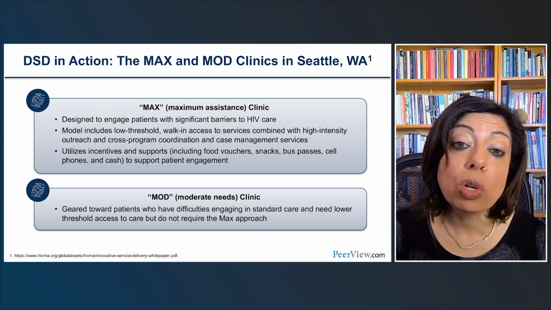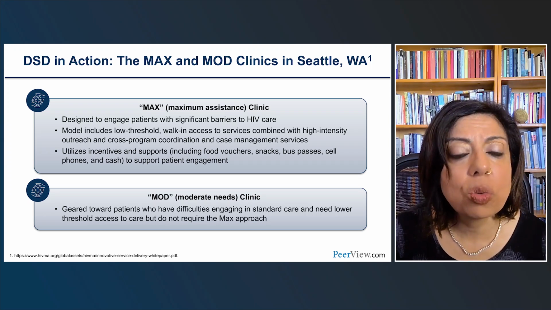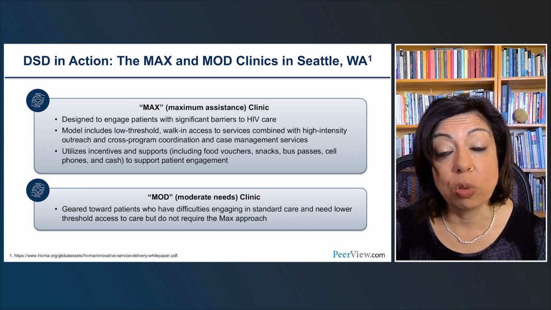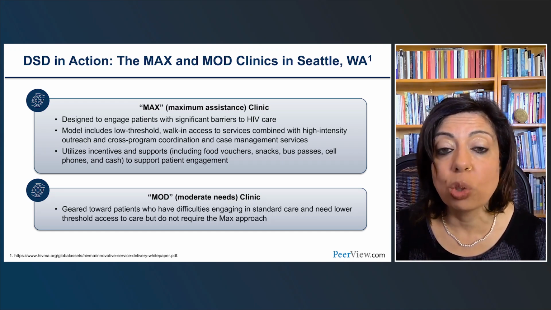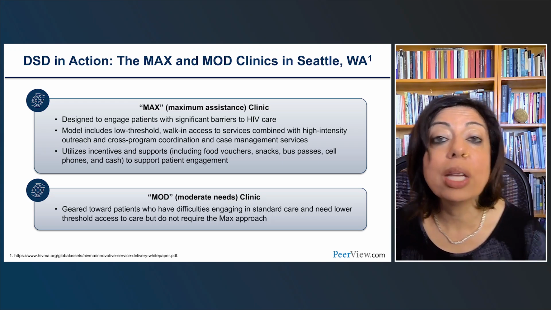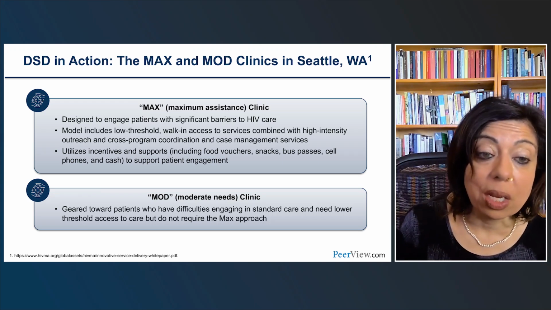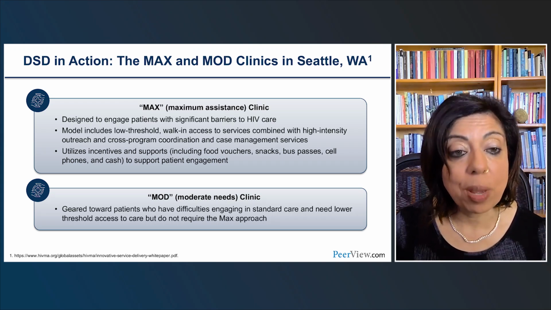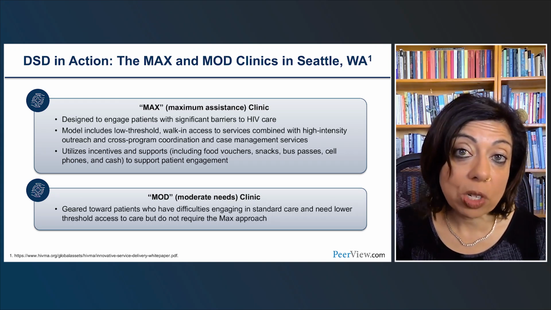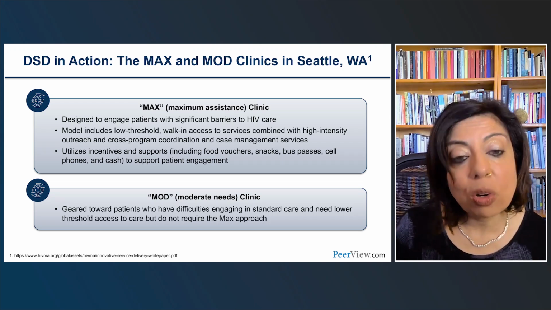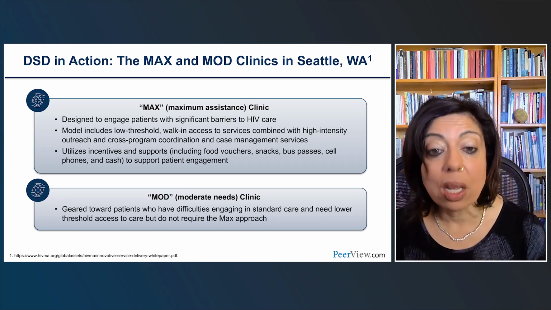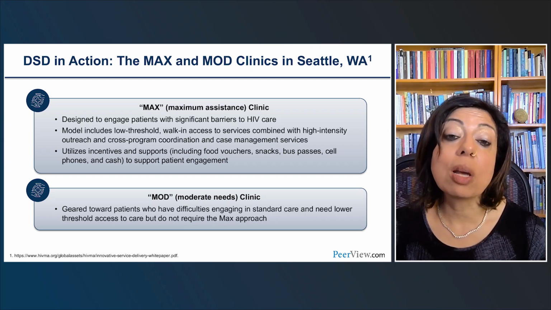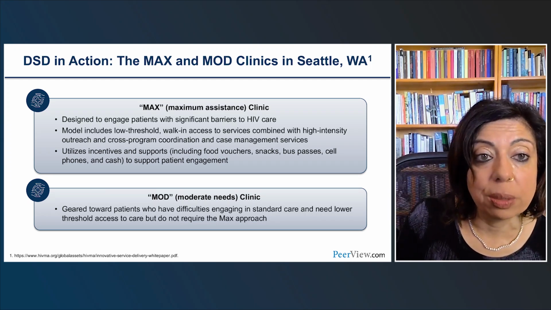One is the Max and Mode clinics up in Seattle. The Max stands for Maximal Assistance Clinic, but it's really designed to engage patients with barriers to care. It's low threshold, can walk in anytime, combined with high intensity outreach to get people to come in, utilizes incentives and supports like food vouchers, snacks, bus passes, cell phones, cash to support patients coming in and being engaged. And the moderate needs clinic is bringing that down a bit, where they don't require that much with the Max approach, but having some difficulty. So it's less intense services.